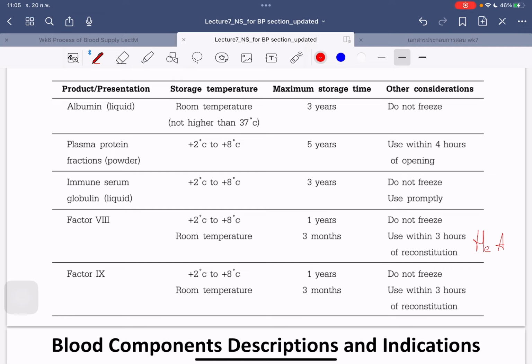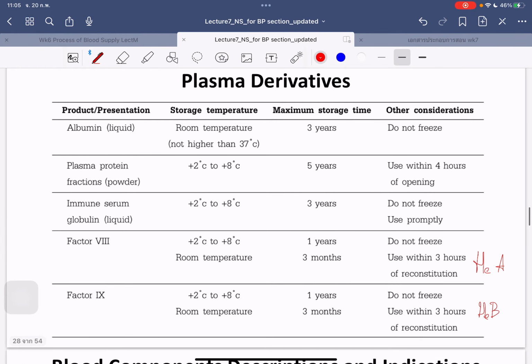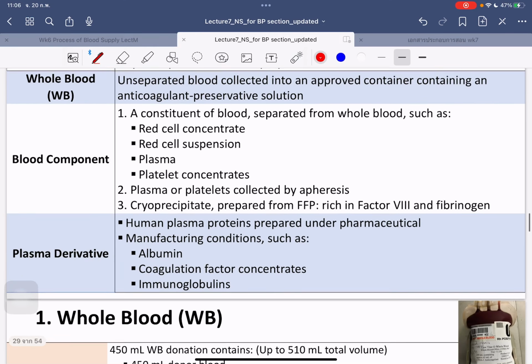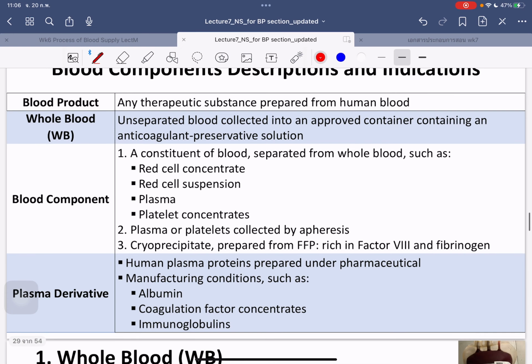about each blood component. It actually has a lot of detail. I will just point out which points you should remember, and the rest you have to read on your own. The first one is the blood product. When you hear about blood products, it can be anything that can be produced from your blood: red blood cell, white blood cell, platelet, plasma, albumin, something like that.